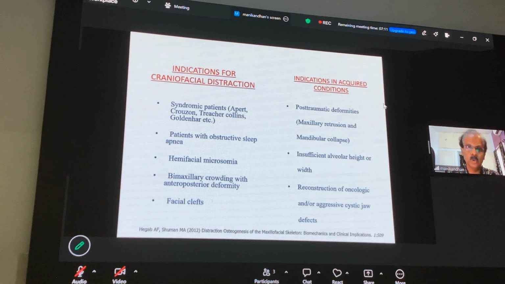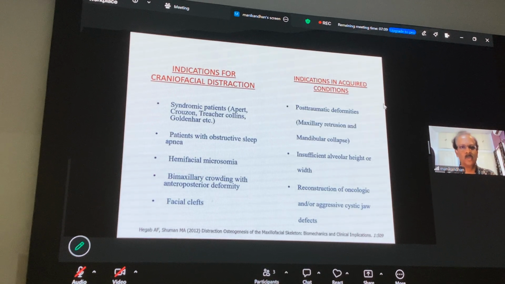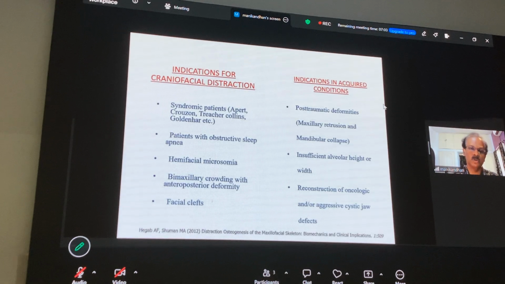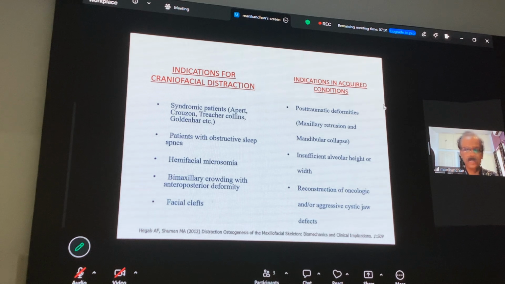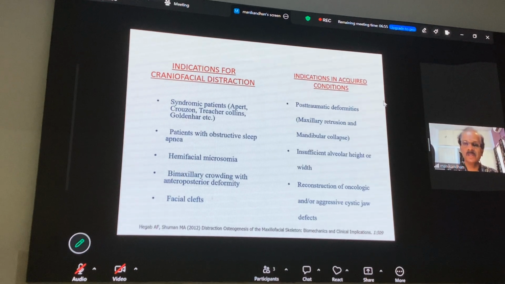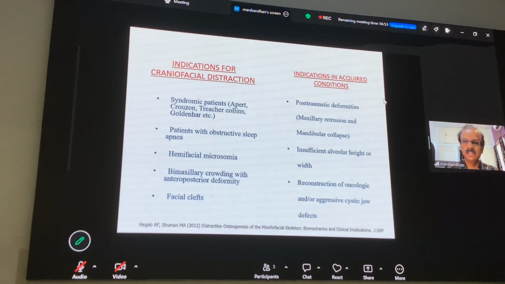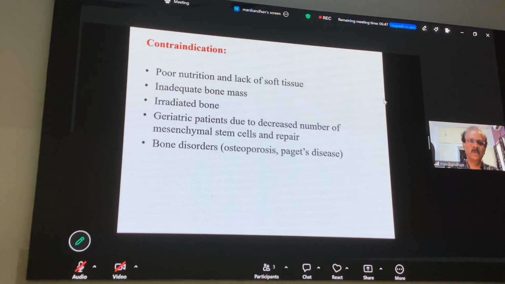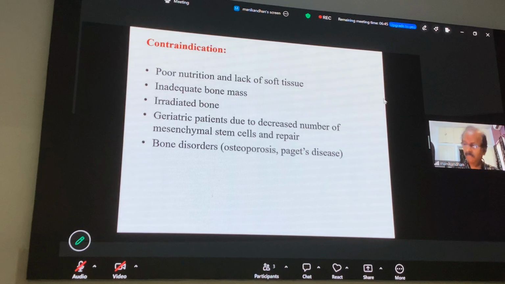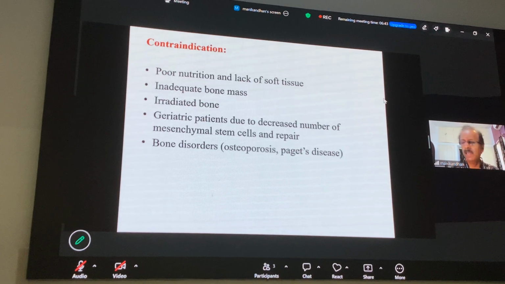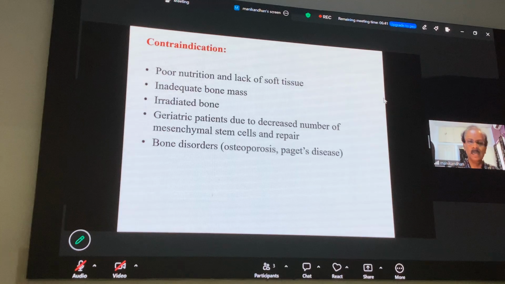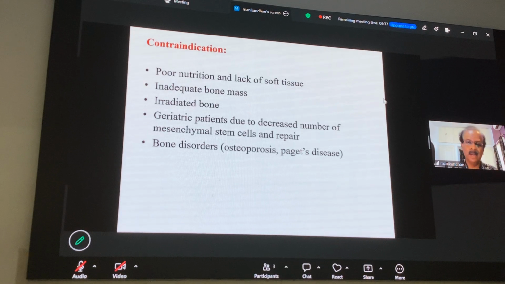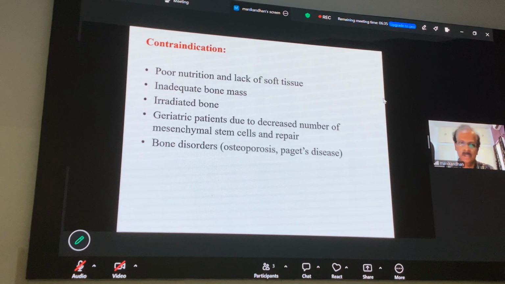So you can also do syndromic as well as non-syndromic cases. It's also used in obstructive sleep apnea, and syndromic patients like Crouzon, Treacher Collins. As I already mentioned, a lot of facial deformities, post-traumatic deformities, alveolar issues, reconstruction. After where you should not use a distractor: patients with inadequate bone mass, infection, irradiated bone, and very elderly patients where bone is very soft.